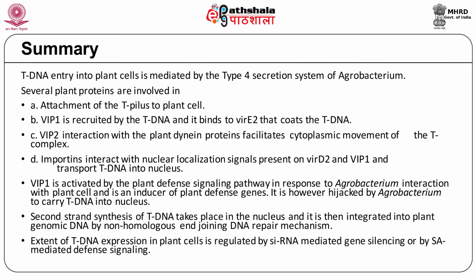VIP1 is activated by the plant defense signaling pathway in response to Agrobacterium interaction with plant cell and is an inducer of plant defense genes. It is, however, hijacked by Agrobacterium to carry tDNA into nucleus. Second strand synthesis of tDNA takes place in the nucleus and it is then integrated into the plant genomic DNA by non-homologous end-joining DNA repair mechanism. Extent of tDNA expression in plant cells is regulated by siRNA mediated gene silencing or by SA mediated defense signaling.